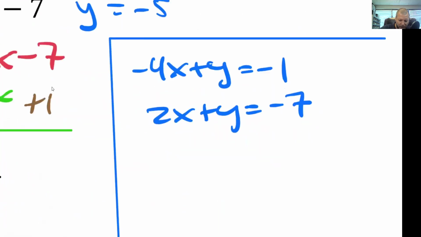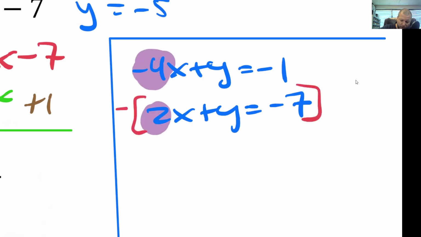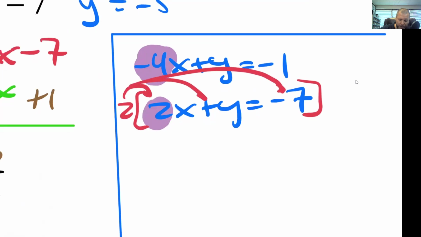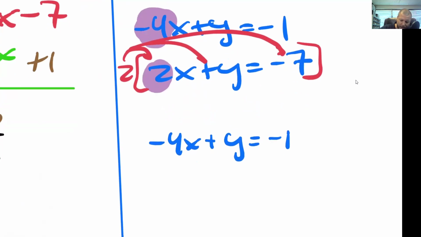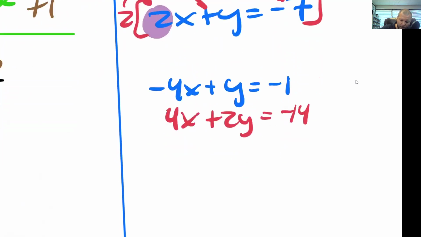So suppose we were given the question like this. If I wanted to eliminate a value, maybe I look at this -4 and this 2, and I say, well, what's the least common multiple of 2 and 4? Well, it's 4. It's the same number, right? 2 and 4 both go into 4. So to turn this 2 into a 4, I'd have to multiply by 2. But I can't just multiply one thing by 2. I have to multiply everything by 2. So if we multiply our entire bottom equation by 2, we're going to get 4x plus 2y is -14.